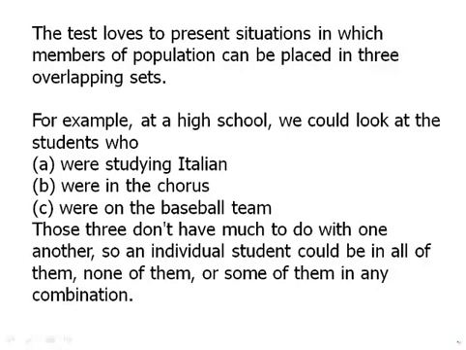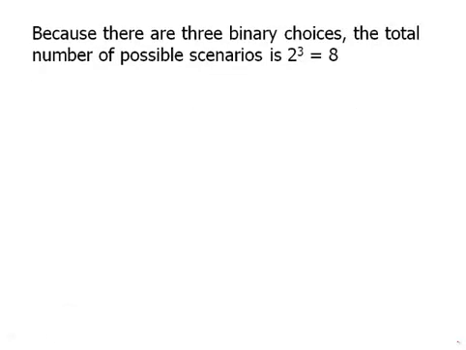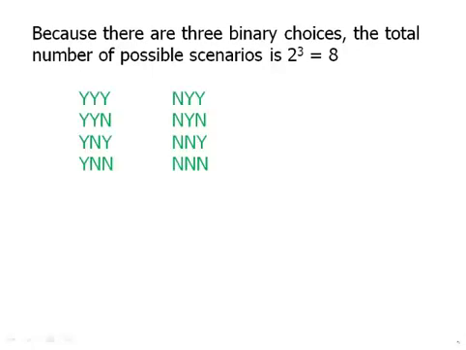In a way, we can think of this as three different questions. We could ask each student, are you studying Italian? Are you in the chorus? And are you on the baseball team? So three yes-no questions. Because there are three binary choices, the total number of possible scenarios is 2 to the third equals 8. We'll talk about this more when we get to the counting section, how we did this calculation. But right now I'll just show, if we imagine the yes-no answers we could give to those questions, we could have any of these 8 scenarios.